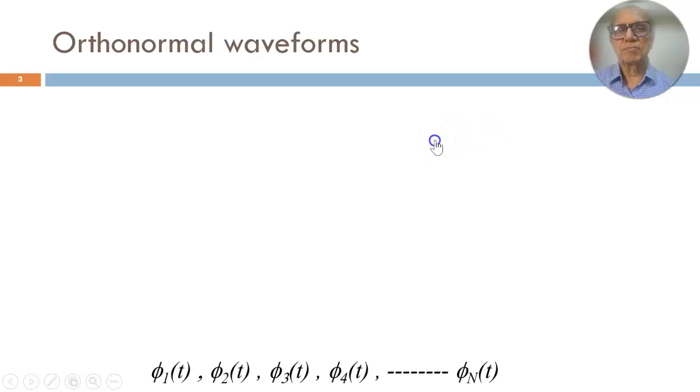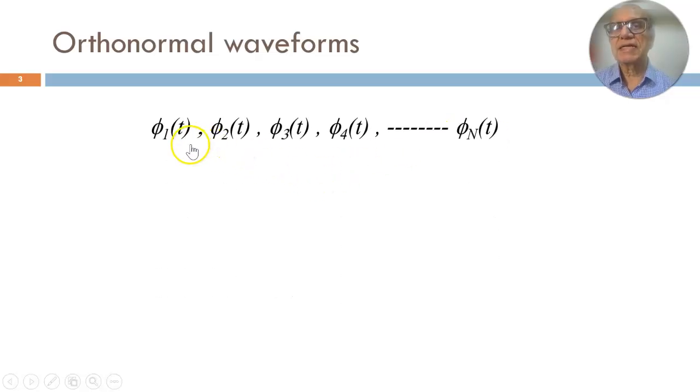So, orthonormal waveforms. First of all, note that they are designated typically by using the letter phi. So you have phi1(t), phi2(t), phi3(t), phi4(t), etc., right up to phiN(t). So the number of orthonormal waveforms in general is going to be N. They could be as small as 2 only, it could be phi1 and phi2 only. These are also called basis functions. Now, what are the properties of these waveforms?